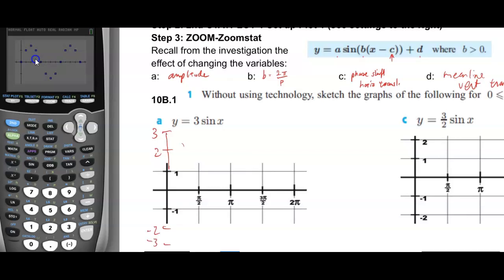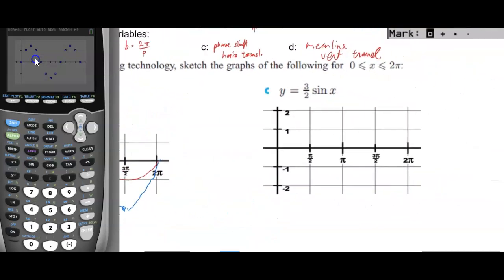The parent function of sine goes like this, right? Kind of like that, right? And then this is going to be a vertical stretch by 3. So instead of going between -1 and 1, it's going to go between 3 and -3. Okay? Sorry about that graph.